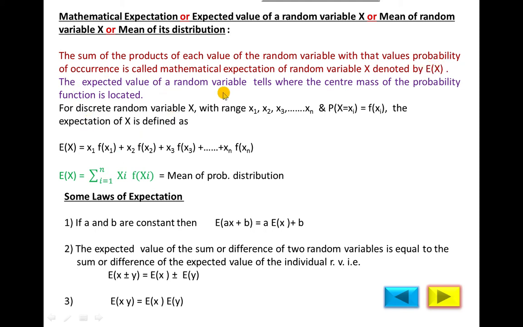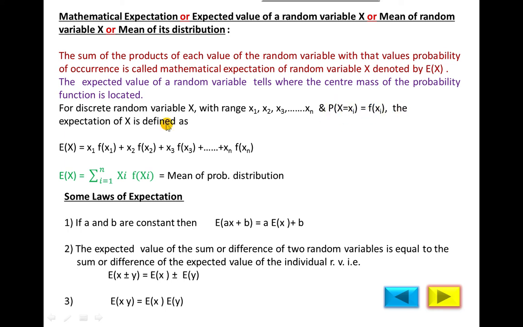So the expected value of a random variable tells where the center of mass of the probability function is located. For a discrete random variable x with range x1 to xn and corresponding probability, probability of x equal to xi is equal to f of xi. You can use f of xi, or probability of x equal to xi. For formula or function we use this. For condition of the probability we use this notation.